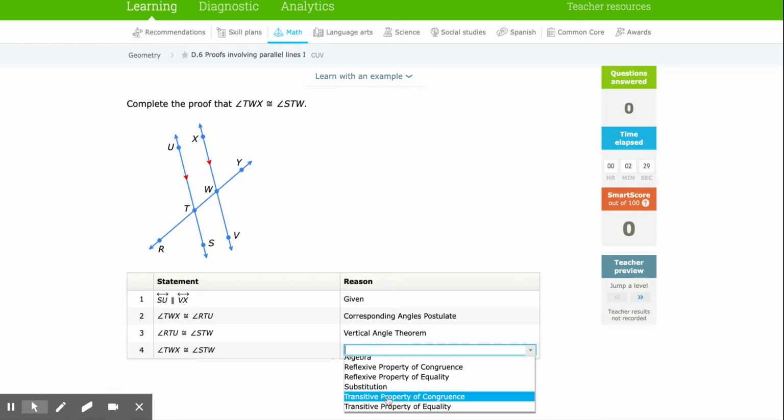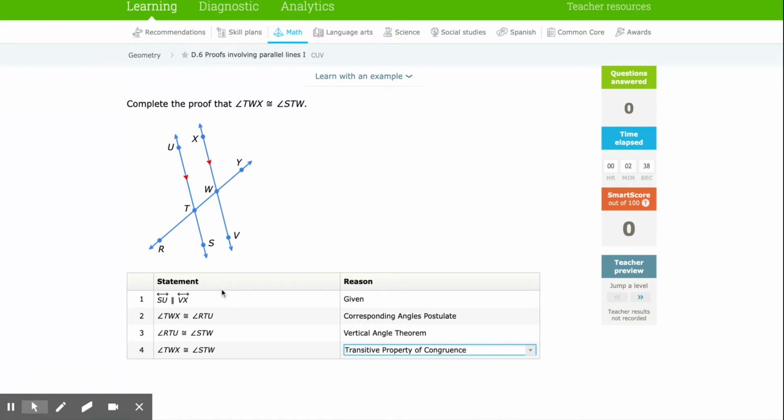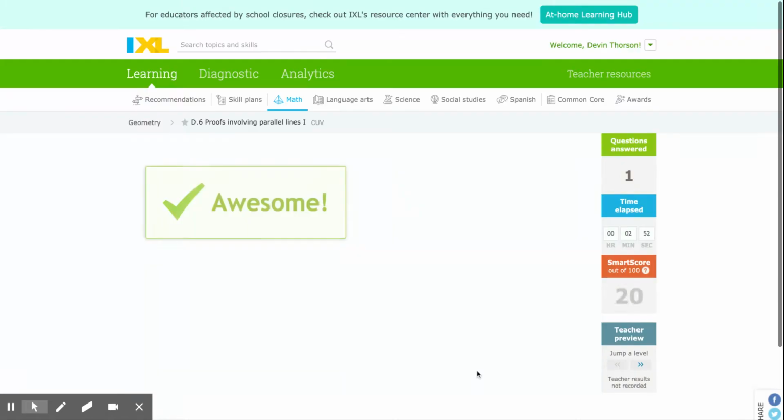Now be careful here, it's of congruency. If you notice all these little congruent symbols, we're not doing equals, not equality. It's the transitive property of congruency that we have those three angles that are all congruent, thus TWX is congruent to angle STW. And then we find out that we did that correctly.